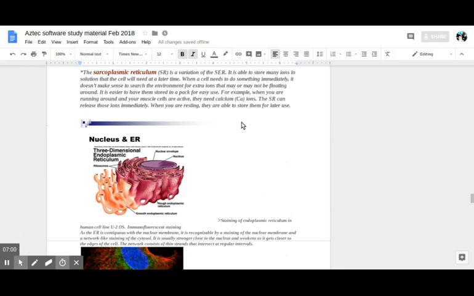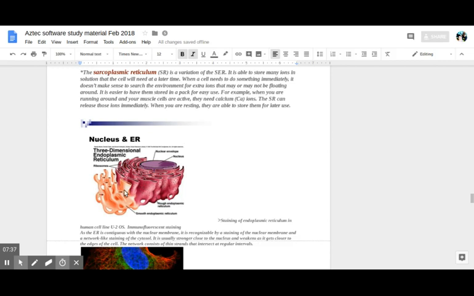It is able to store many ions in solution that the cell will need at a later time. When a cell needs to do something immediately, it doesn't make sense to search the environment for extra ions that may or may not be floating around. It is easier to have them stored in a pack for easy use. For example, when you're running around, your muscle cells are active. They need calcium ions. The Sarcoplasmic Reticulum can release those ions immediately. When you're resting, they're able to store them for later use.